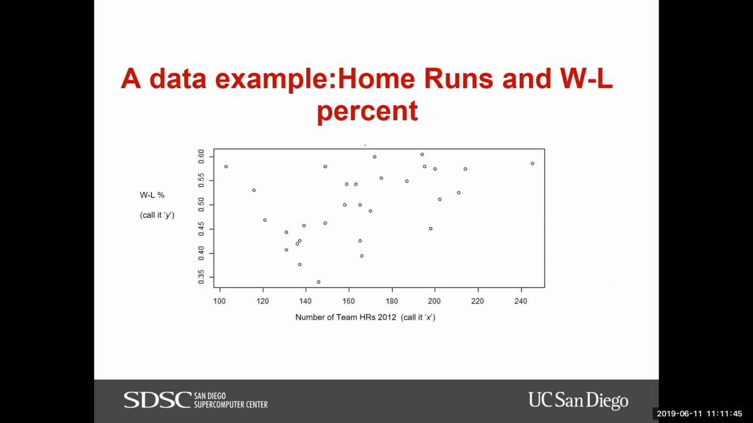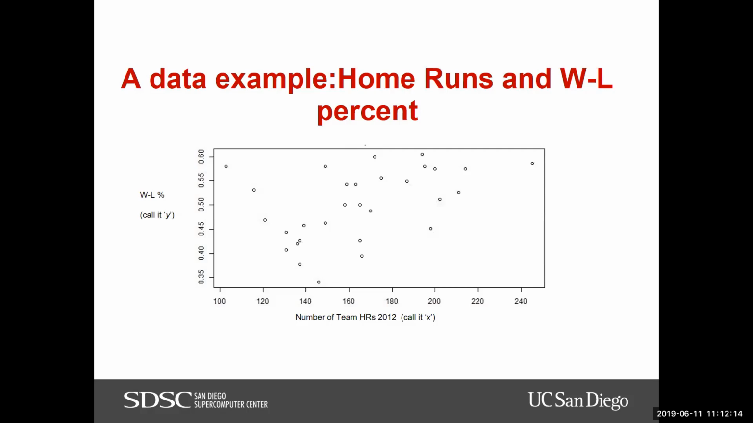All right, so let's just start with a simple data example just to get ourselves going, get our intuitions pumped up. So imagine I have some data. The x-axis is home runs. The y-axis is winning-losing percent. This is baseball teams from 2012. I think it's from both the American and National League.